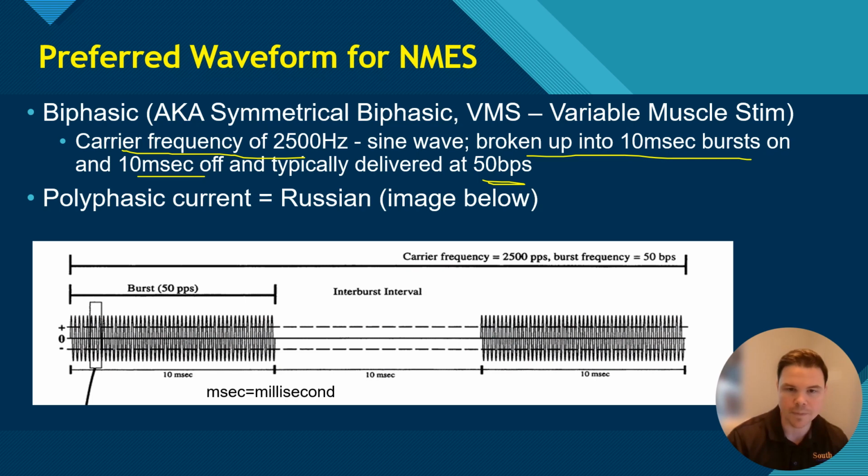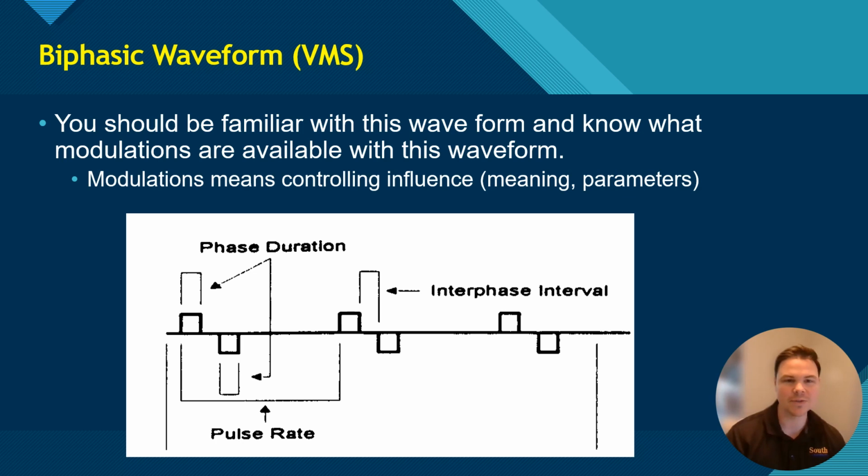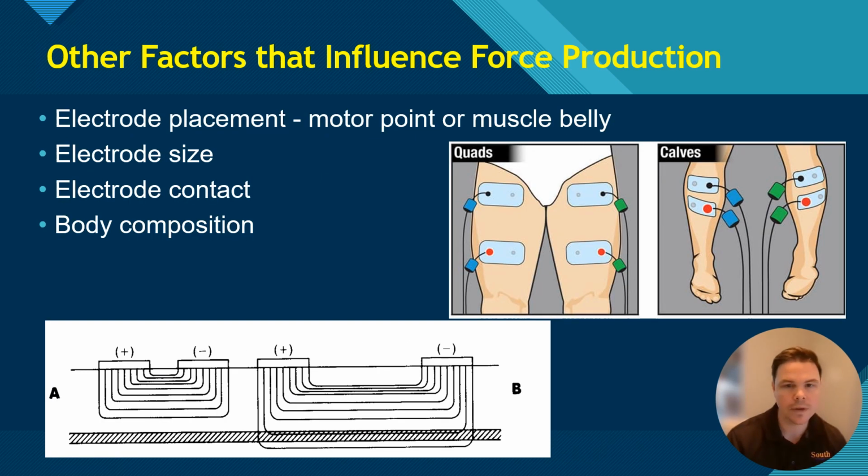Here's what they call polyphase, where it's a combination of positive, negative, and then a rest, the interburst interval. Lots of intervals and interbursts and bursts with Russian, so that's something to think about. This is a biphasic waveform. Just know the definition of this, right? Here is my phase duration. Each phase of the pulse has a duration, and the number of pulses in a given time is your pulse rate.